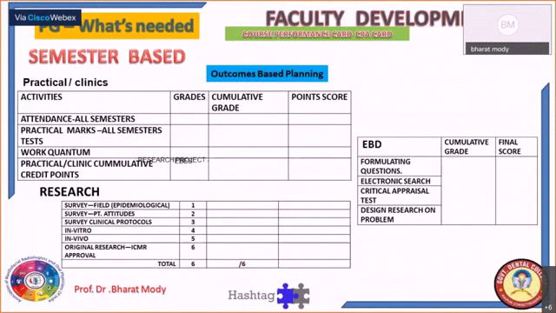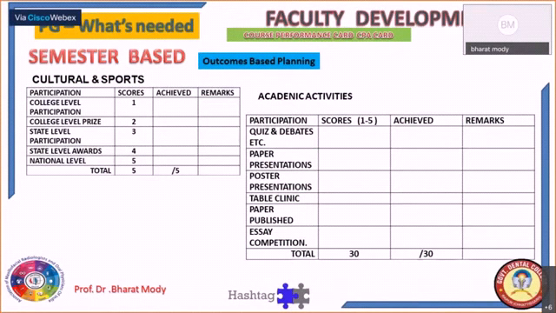Research: what he has done, and as you can see, as the research complexity increases, the marks given also increase. Whether in vivo, in vitro, a survey, or original research work is done, you get higher marks. What EBD, evidence-based work, he has done: has he formulated questions, has an electronic search been done, has critical appraisal been done? Then cultural and sports activities, depending on whether at college level or national level, are graded. Then academic activities like paper presentation, poster presentation, table clinics, and papers published all get graded, and he will get the approval.